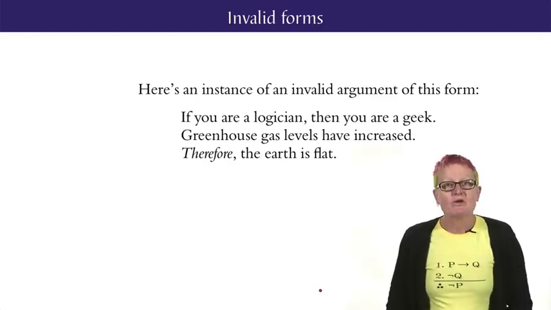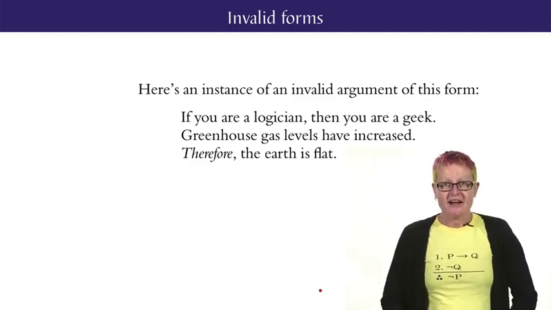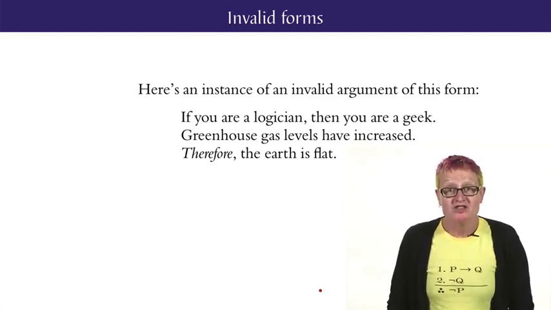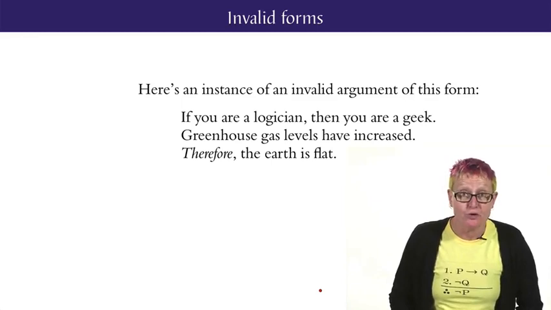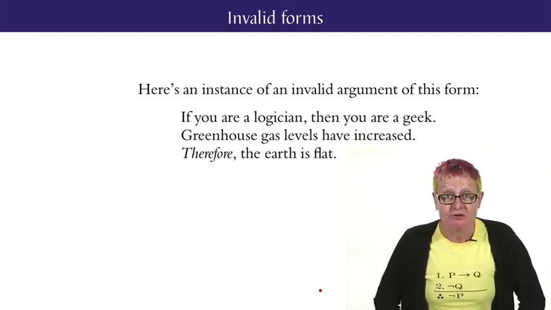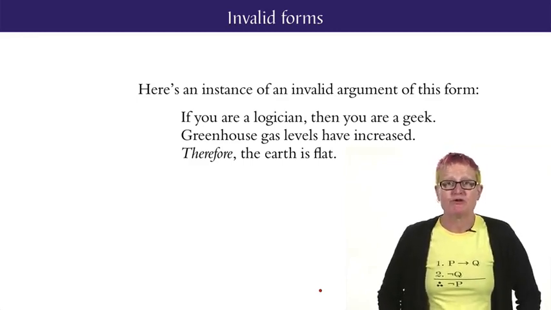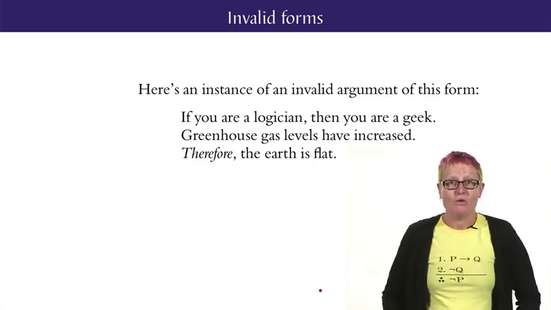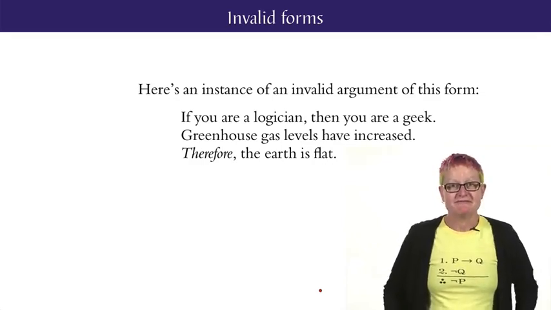It is easy to come up with quite ludicrous concrete arguments that are instances of invalid argument forms. For example, if you are a logician, then you are a geek. Yes, that's plausibly true. Second premise, greenhouse gas levels have increased. Yes, that is demonstrably true and has been true over the last 100 years or more. Conclusion, therefore, the Earth is flat. No, that's definitely false.